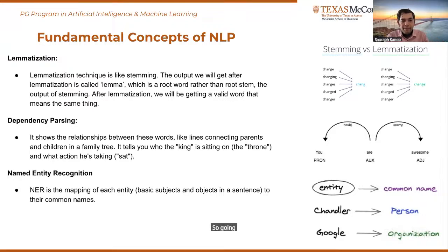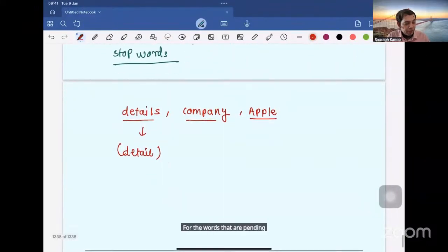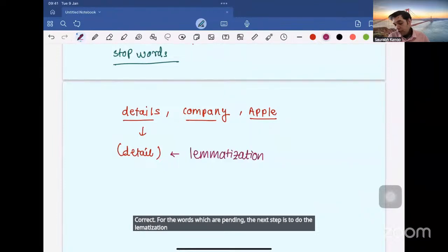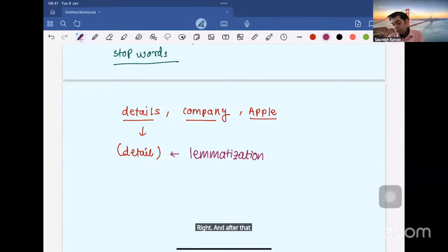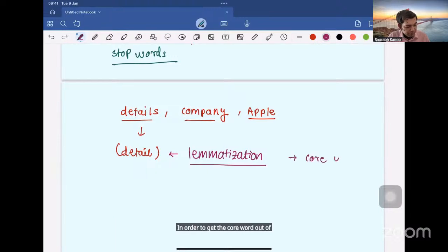So going back to our example, for the words that are pending, should we do lemmatization? Correct? For the words which are pending, the next step is to do the lemmatization. Once you have removed the stop words, whatever words are remaining, the next process you need to apply is lemmatization in order to get the core word out of the statement. Correct?